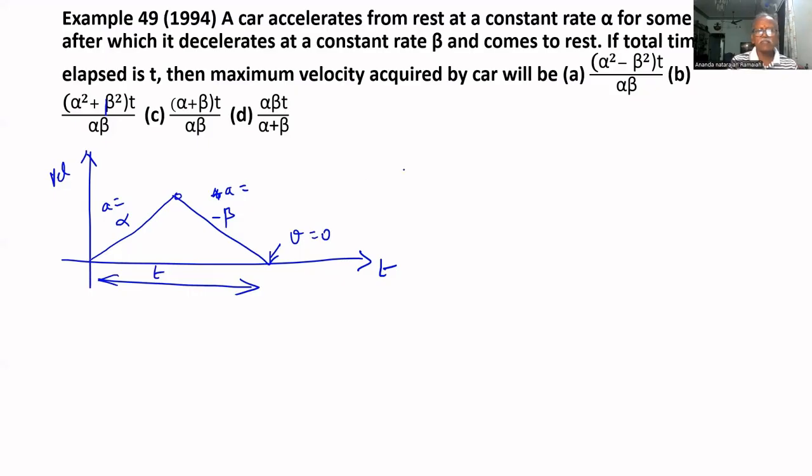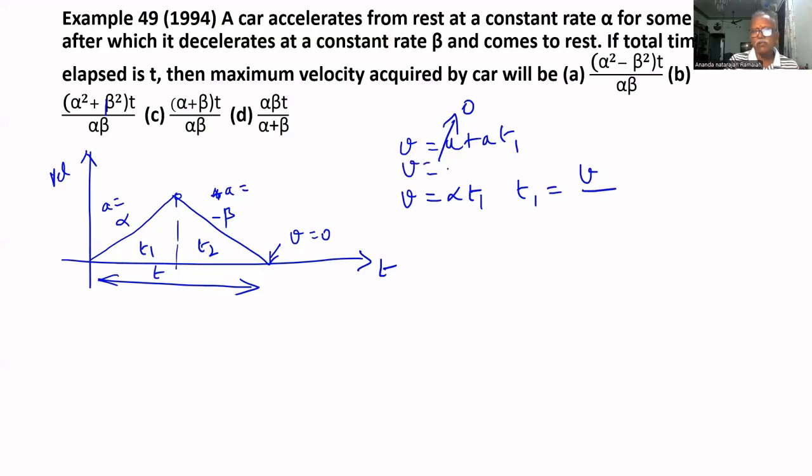Initially it is at rest, therefore v equals u plus at, with u equals 0 and a equal to alpha, so v equals alpha t. For this duration t1, for this duration t2. Therefore v equals 0 plus alpha t1, so t1 equals v divided by alpha. Let it be 1.